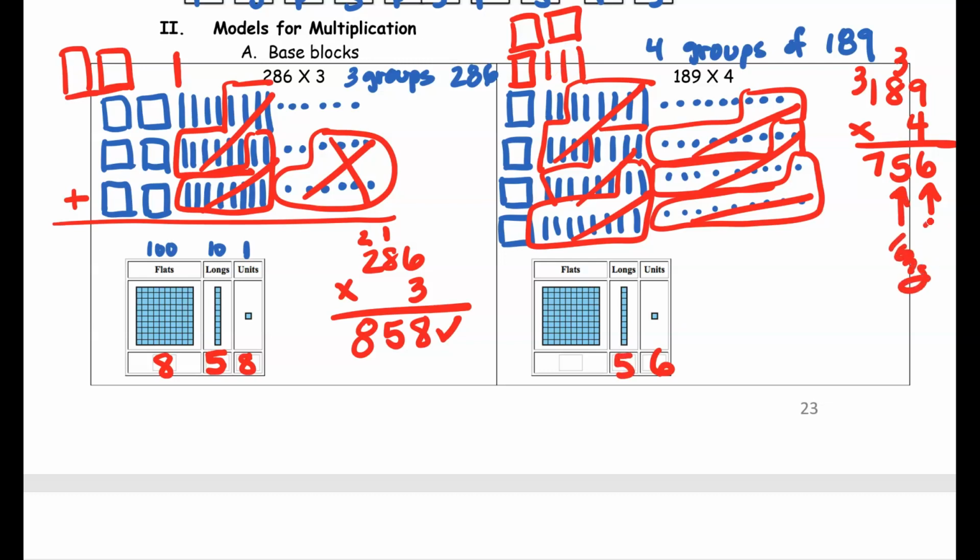So we've got longs, units, and I should hopefully end up with 7 flats. So let's see. So we got 1, 2, 3, 4, 5, 6, 7, and I do. Awesome. So 756. So hopefully you get the idea.